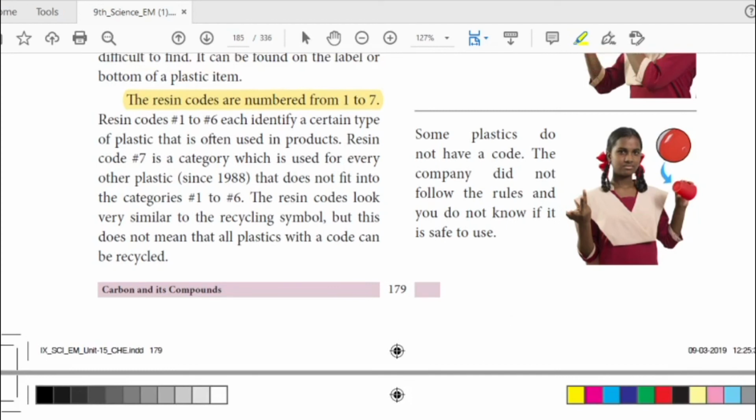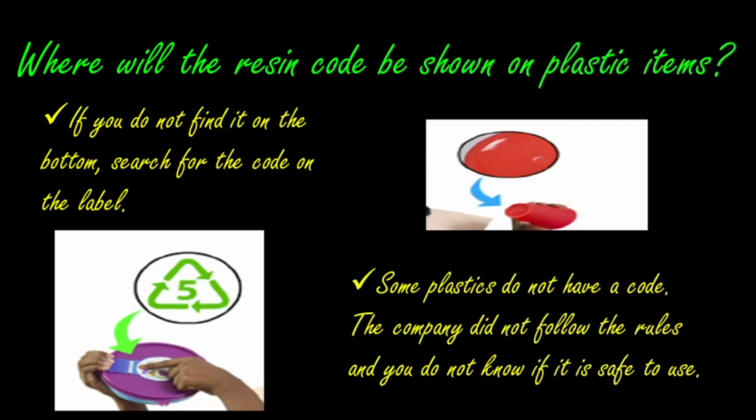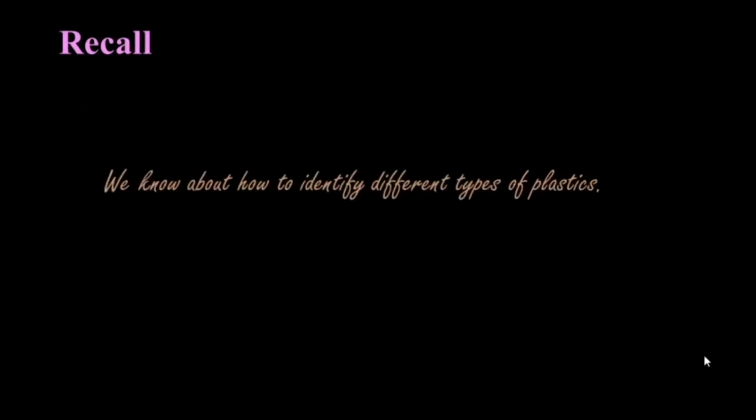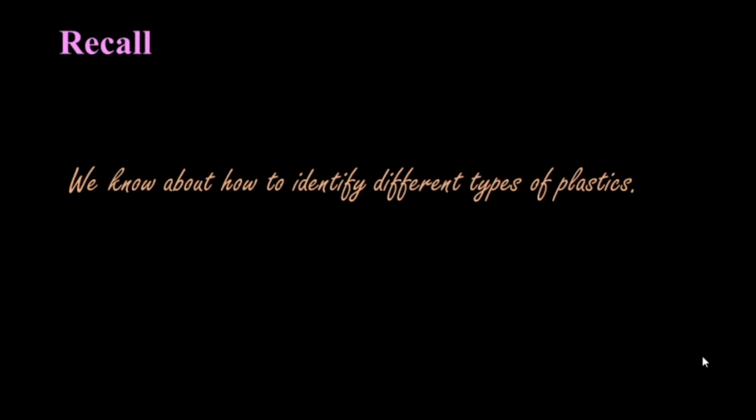These are the things we discussed in the topic of identifying different types of plastics. Today we discussed how to identify different types of plastic based on the resin code. So now you know what a resin code is, the need for resin codes, how to find it on the plastic item, and where it should be shown on the plastic item.